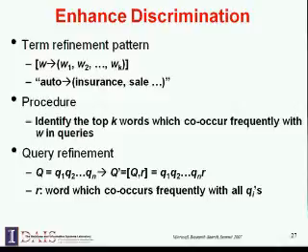The other problem is to enhance the discrimination. To facilitate this goal, we define a term refinement pattern. This pattern basically means that, given a word W in a query, what are the other words which co-occur with this word very frequently? For example, given the word auto in a query, we want to find those words. So the procedure is very simple. We just identify the top keywords which co-occur with the current word W most frequently.